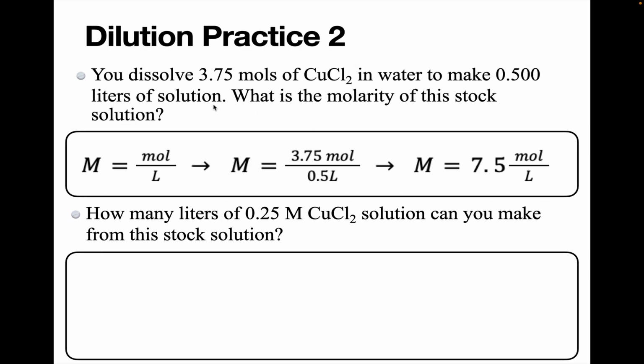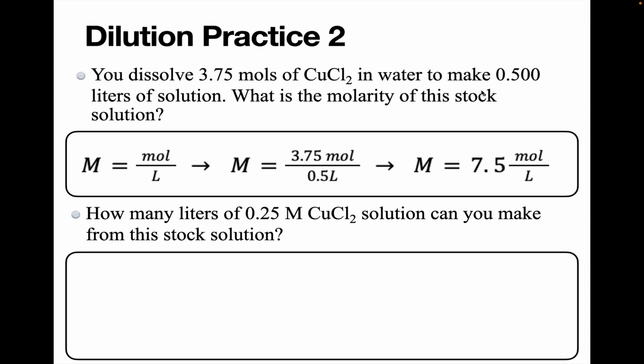Here's another example of a problem. We have 3.75 moles of this in 0.5 liter solution. What's the molarity? So here again we see molarity, concentration. So our first step here is to find the molarity. It's 7.5. So how many liters of 0.25 molar solution can you make from this stock solution?